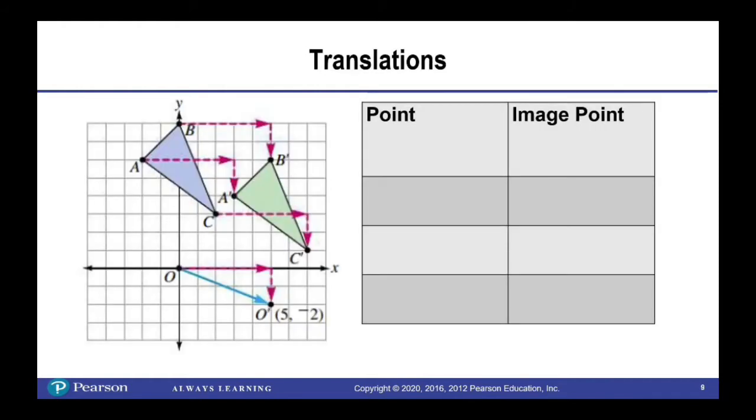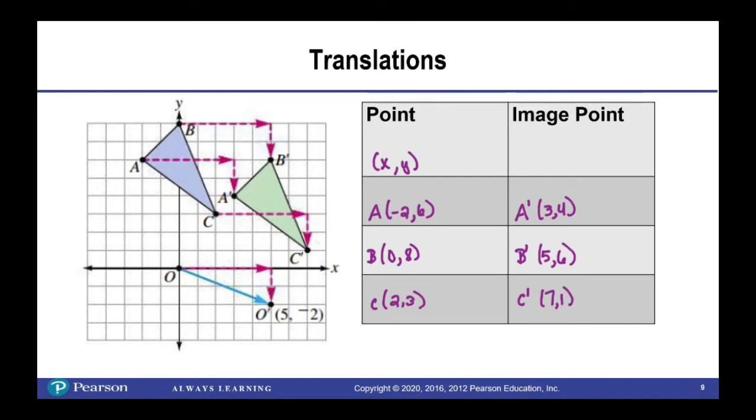So look at the figure on your screen. Now my points, I'm going to go ahead and label. Generically, I call the points (x, y). A is the point (-2, 6). B is the point (0, 8). And C is the point (2, 3). Now I want to label my image points. So A prime is the point (3, 4), B prime is the point (5, 6), and C prime is the point (7, 1). Now notice each point moved to the right 5 and moved down 2.